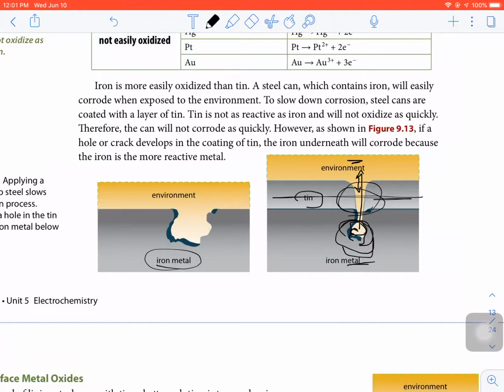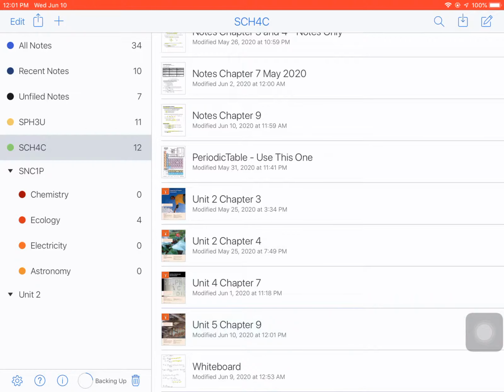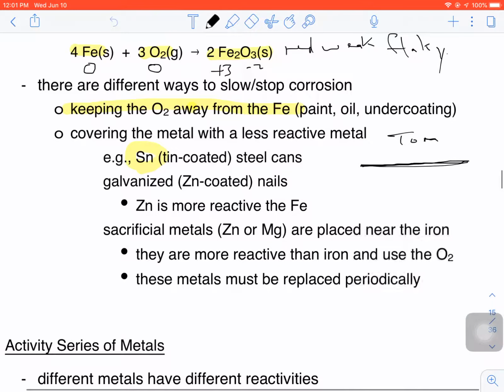So there's one possibility, right, where we can use a metal that is less reactive than the iron that we're trying to protect.